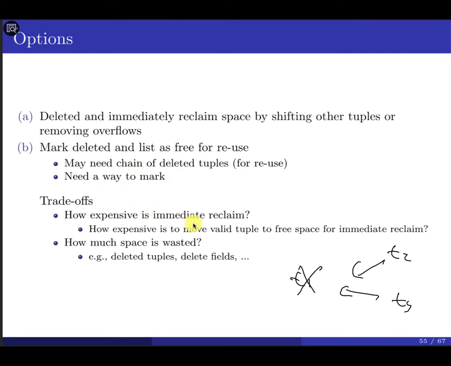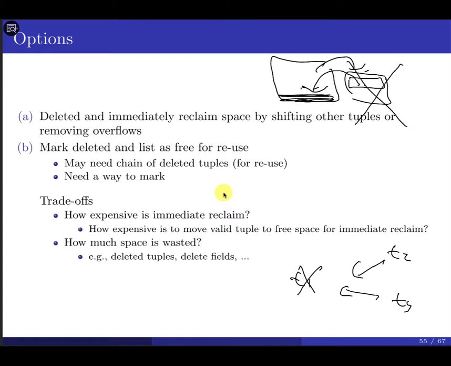With how expensive it is to immediately reclaim space. For example, assume we have one block and this block has an overflow. If you delete one tuple from here, you have free space, and maybe you have one tuple in the overflow block. So now you're going to move that tuple from the overflow block into the original block, or the primary block, then delete this one. But this is going to be a costly operation, yeah? That's the meaning here. How much space do you waste if you just mark this one for delete and you didn't delete it?